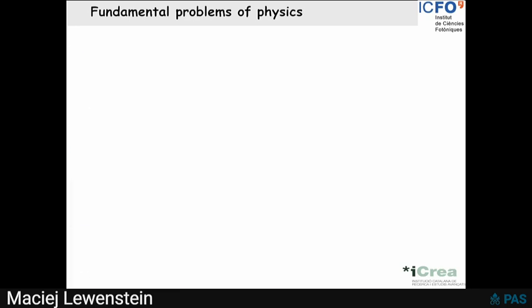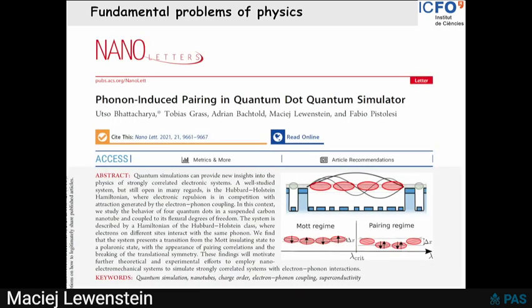And finally, the last example is a quantum simulator of condensed matter by condensed matter. This is the system in which we simulate the Hubbard-Holstein model. It's a carbon nanotube which is suspended in two places, and there are 4 quantum dots located on top of it. This is an experiment that Adrian Bachtold from ICFO is trying to realize.